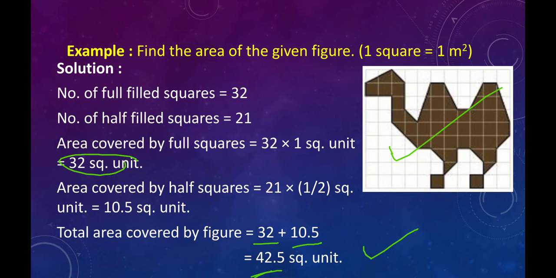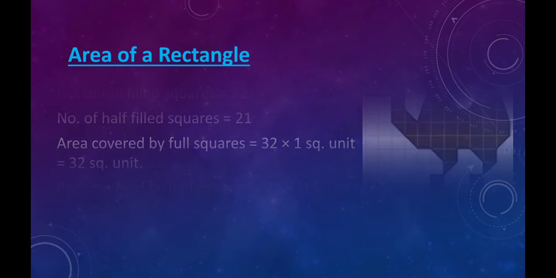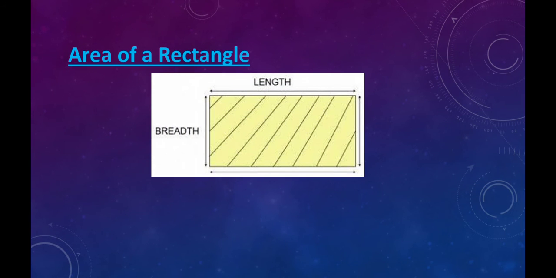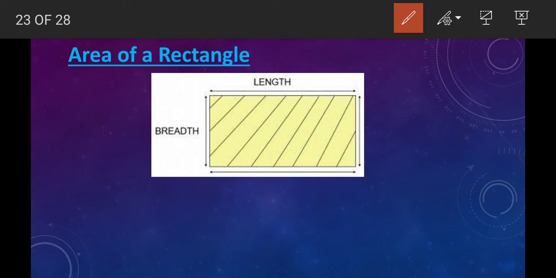Okay. Next come to area of rectangle. As you know, a rectangle is a closed figure or polygon that is made up of 4 line segments, and opposite pair of sides are equal and each angle is 90 degree. We have to find the space contained inside the figure, and the longer side is length and shorter side is breadth.